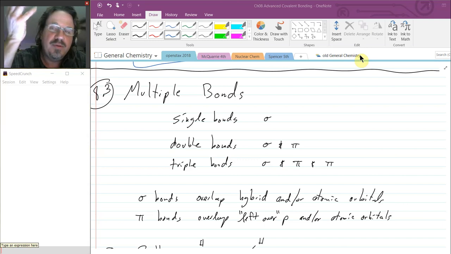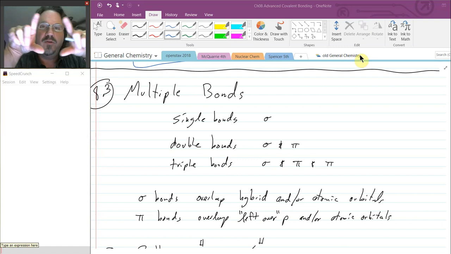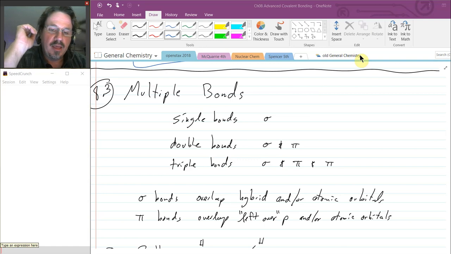And previously we discussed this in terms of atomic orbitals. So like a p and a p could overlap to give you a pi type of bond, or an s and an s could overlap to give you a sigma type of bond. But you know what? This works with hybrid orbitals just fine as well. We can overlap them and get the same sort of covalent bonds.